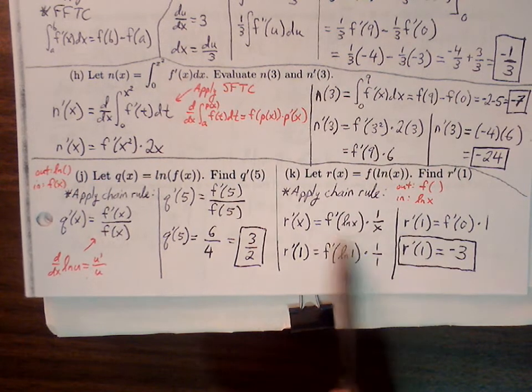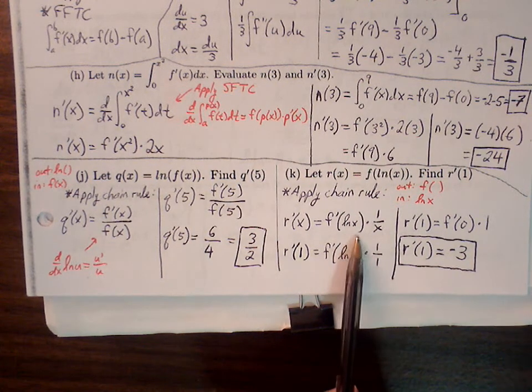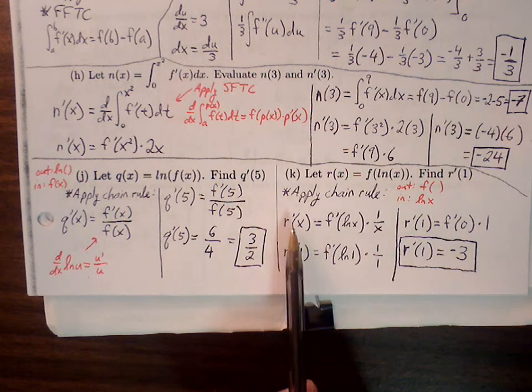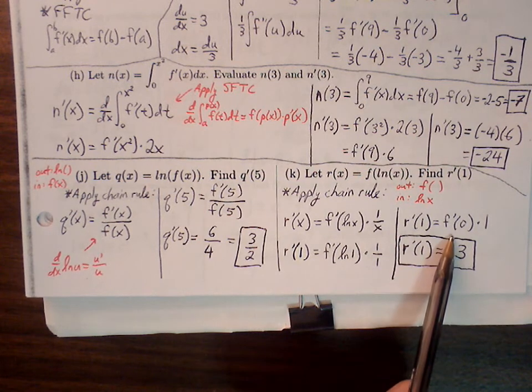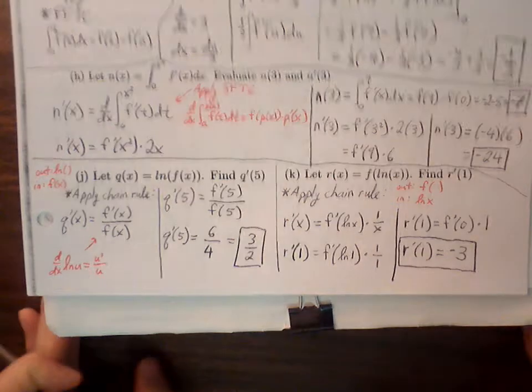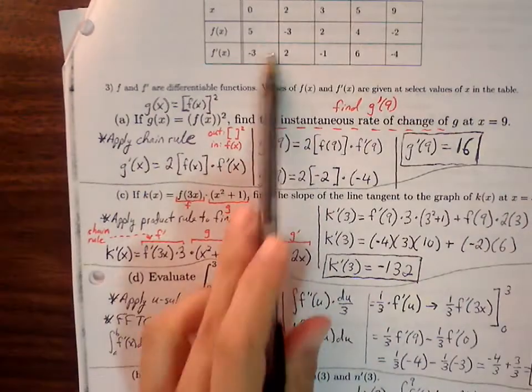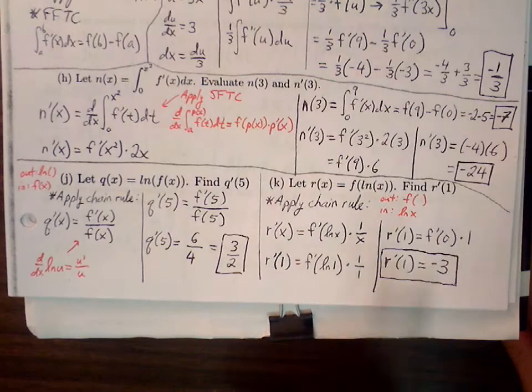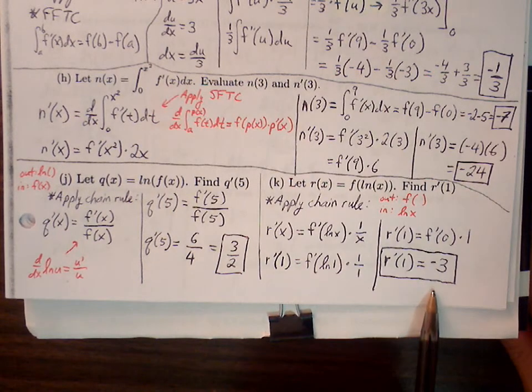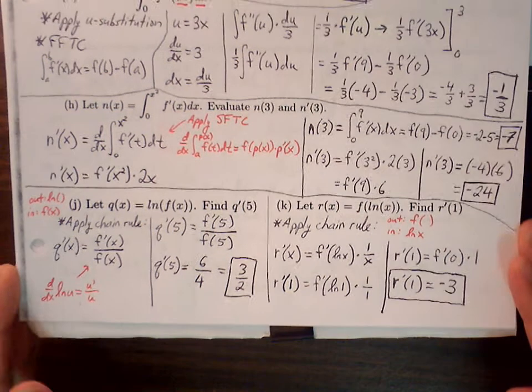And now we can use this to help us find r prime of x. So, r prime of 1. We can replace x's with 1. f prime of natural log of 1 times 1 over 1. Natural log of 1 is 0. f prime of 0, we use our table of values. The table of values tells us f prime of 0 is equal to negative 3. Right? So we end up with negative 3 times 1, which is negative 3. So r prime of 1 is equal to negative 3.